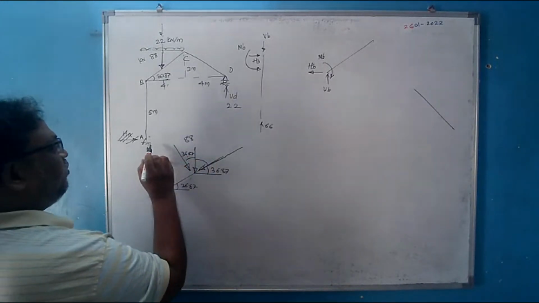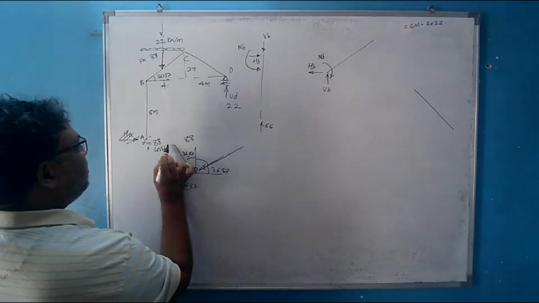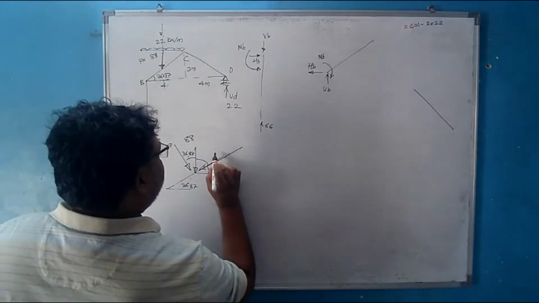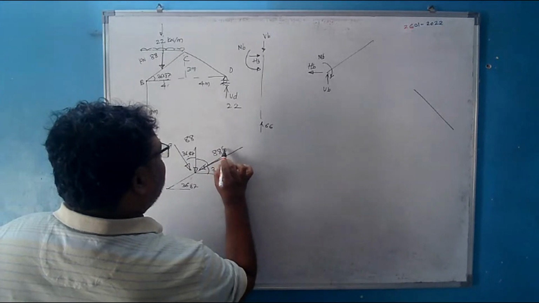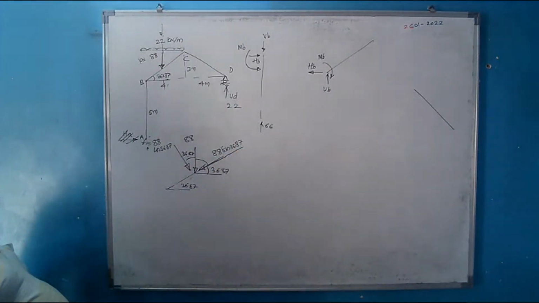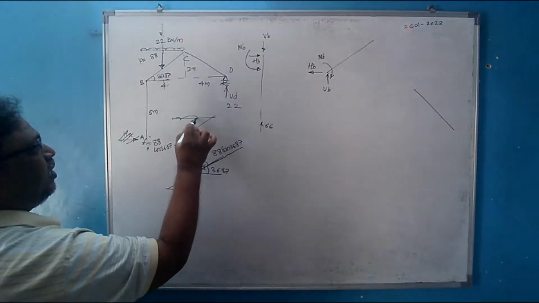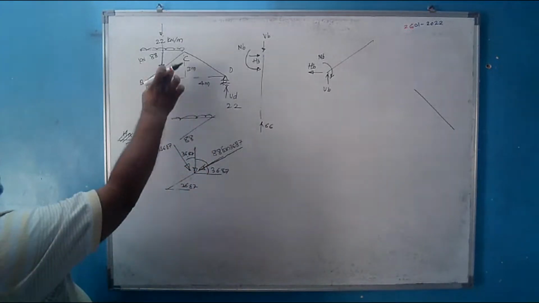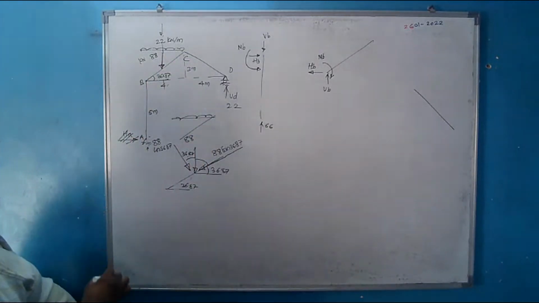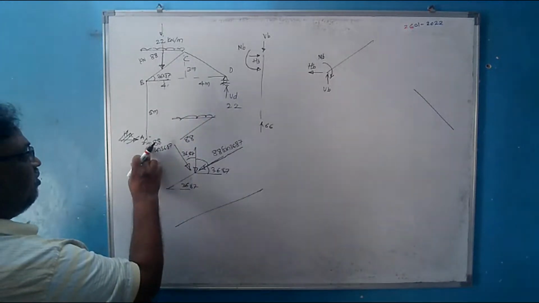So how much will this force be? 88 cos of 36.87. And how much will this one be equal to? 88 sin of 36.87. Just to explain: if a UDL is acting here like this, how can we replace that UDL by the equivalent load? Because this is in the form of a UDL. How much will this be?